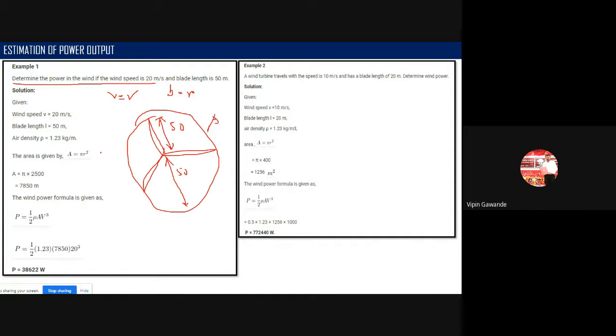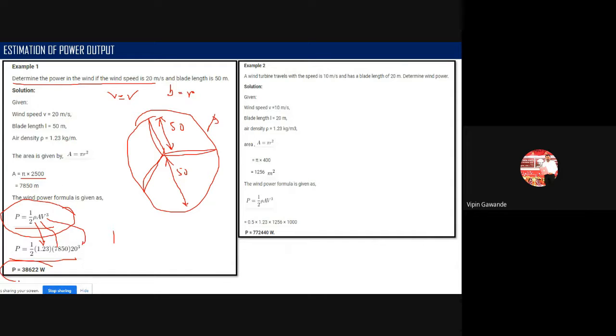So we have to calculate the power here. We know the power formula is half rho A V cube, the power in the wind, without considering the Betz limit. Everything is given. The density of air is 1.23. Then the area is calculated as pi r square or pi by 4 d square, and the velocity.